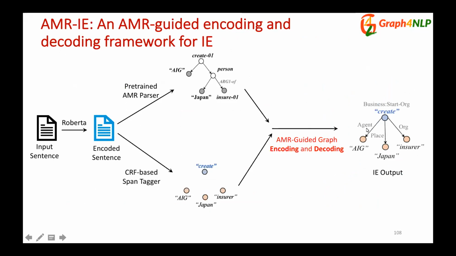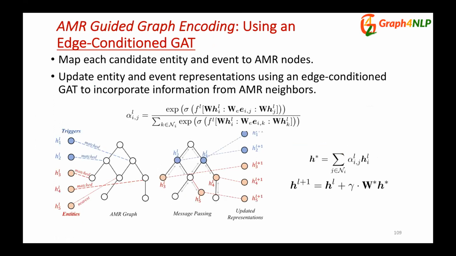And then we'll look at the subgraph covered by this trigger word to find the arguments. We call this graph-guided encoding and decoding. In the encoding, we also use an attention network, because in that way different edge types will have different weights. So we use edge-conditional GAT to propagate the information from the neighbors to update the encoding for every node in the graph.